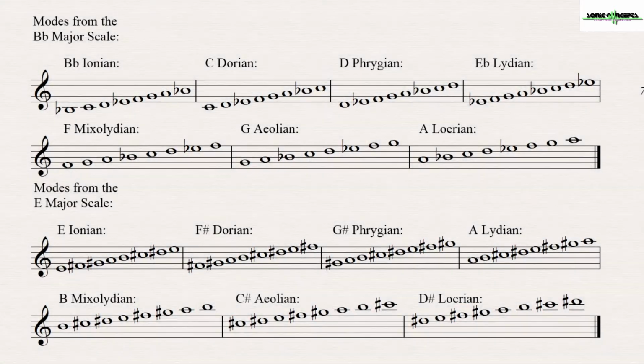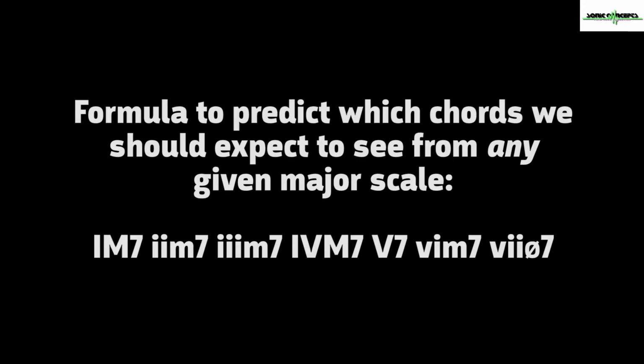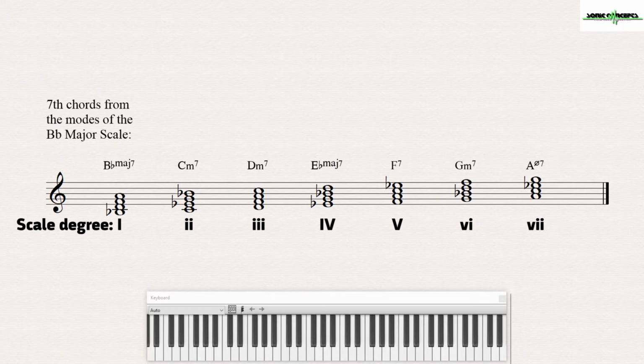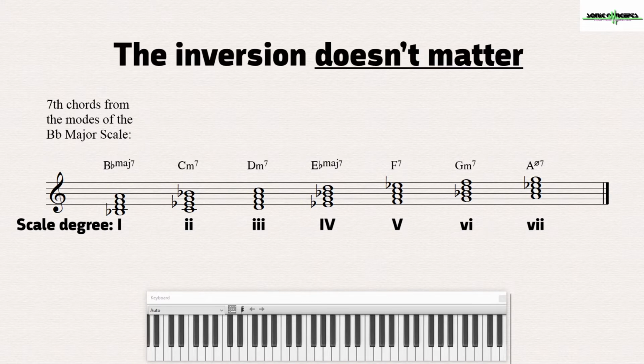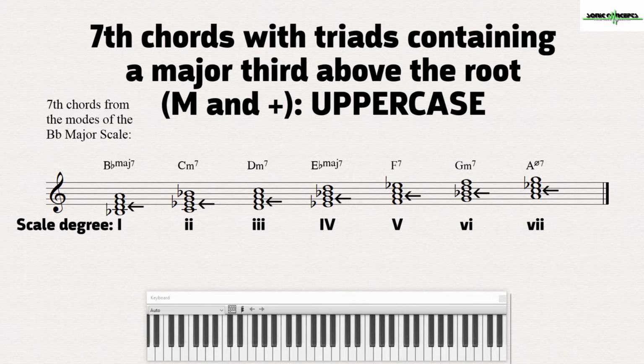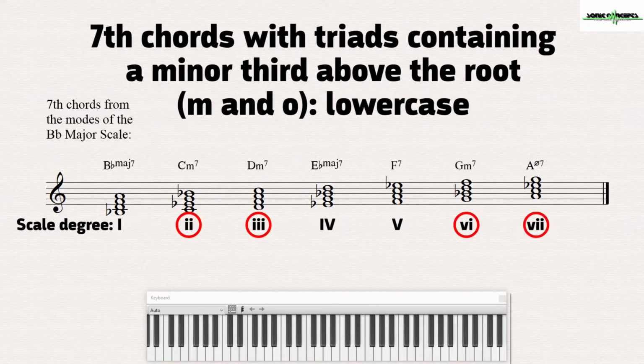We can use this knowledge of chord types to create a formula using Roman numerals to predict which chords we should expect to see from any given major scale. These Roman numerals are used to indicate which scale degree of a parent major scale a chord is built on, irrespective of which inversion the chord is in. The inversion doesn't matter. The Roman numerals also indicate which kind of third above the root each chord has. The 7th chords built with triads containing a major third above the root, such as major and augmented triads, are indicated with uppercase Roman numerals. 7th chords with lowercase Roman numerals indicate the 7th chord is built with a triad containing a minor third above the root, such as minor and diminished triads.